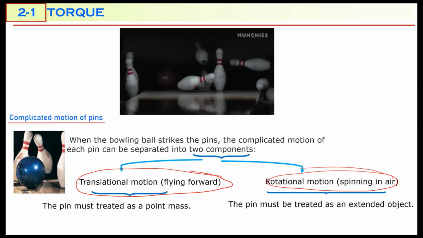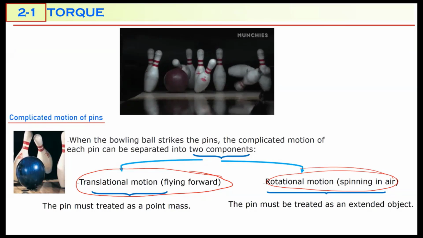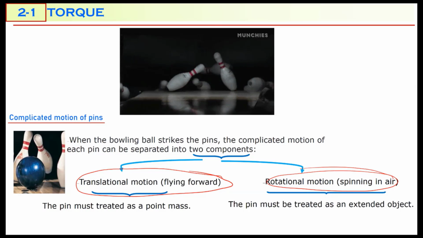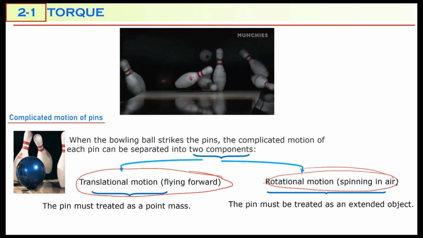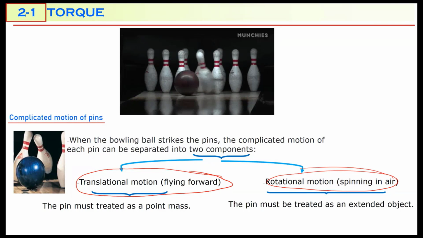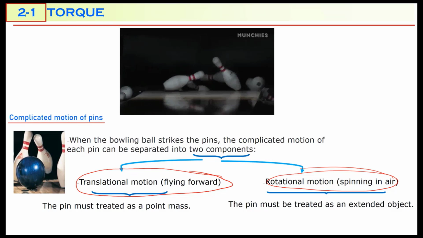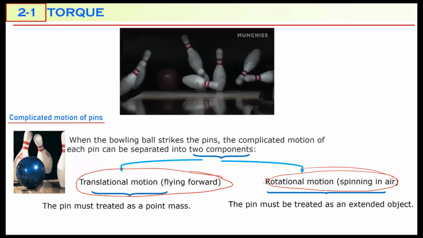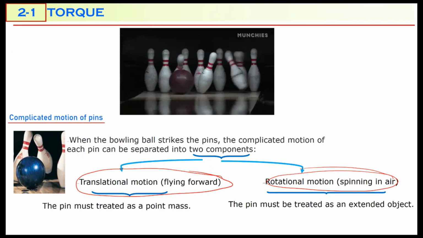But if they ask like this, when a bowling ball strikes the pins, the pins fly forward, then it is defining translational motion. In this case, A, the pin must be treated as a point mass, B, must be treated as an extended object, C, and so on. So you are going to answer it as a point mass for flying forwards.